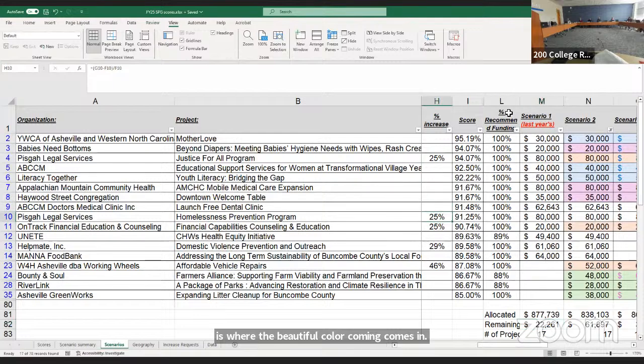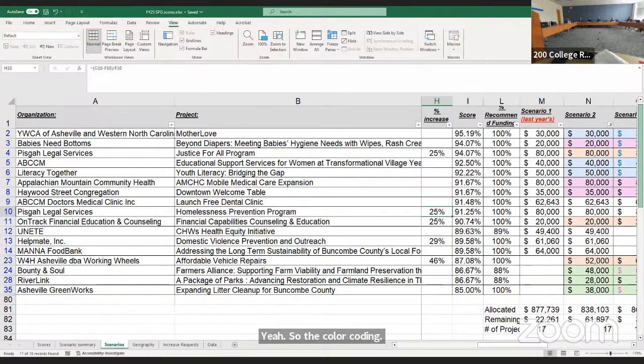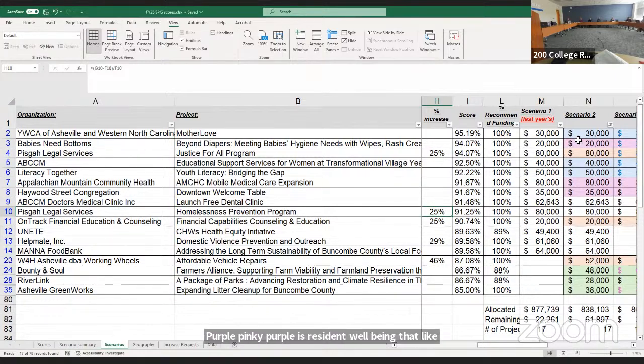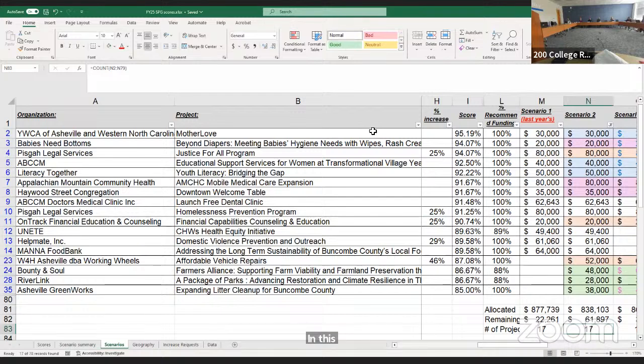So the color coding: blue is for educated, capable community. The purple, pinky purple is resident well-being. That peachy orange color is vibrant economy. And then environmental stewardship is green. So you can see in this scenario what those top three for each focus area are.